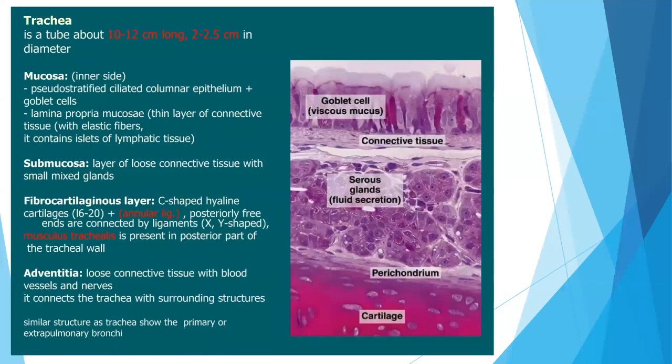The trachea is a tube about 10 to 12 centimeters long and 2 to 2.5 centimeters in diameter. The mucosa on the inner side is covered by pseudostratified ciliated columnar epithelium with goblet cells, which secrete viscous mucus. The submucosa is a layer of loose connective tissue with small mixed glands, and the fibrocartilaginous layer consists of C-shaped hyaline cartilage, whose ends are posteriorly free and connected by ligaments. The muscularis trachealis is present in the posterior part of the tracheal wall.